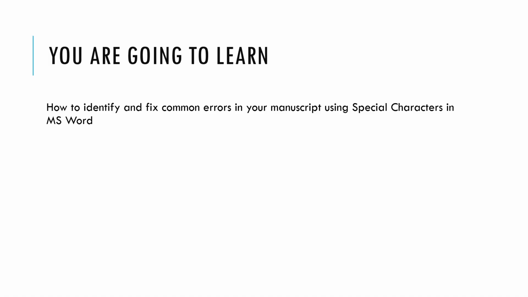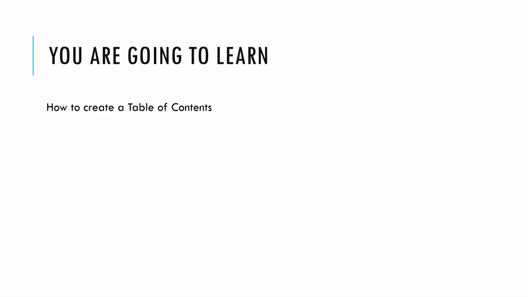If there's an about the author page, you are going to learn how to identify and fix common errors using special characters and formatting marks in Microsoft Word. You are going to learn how to use heading styles to structure chapters. You are going to learn how to create a table of contents. You are going to learn how to format page headers and footers. Maybe you want the author title and chapter name in the header, and you want page numbers below.